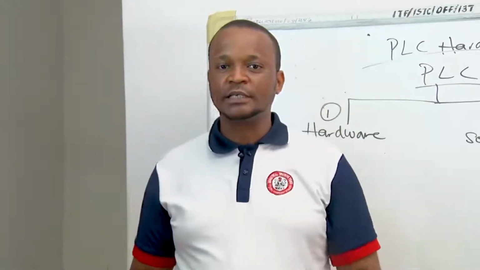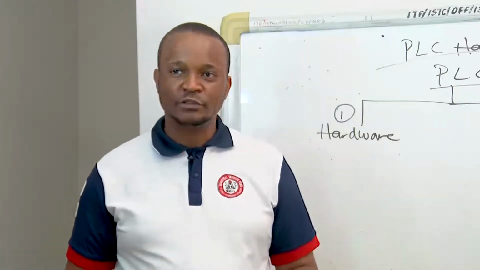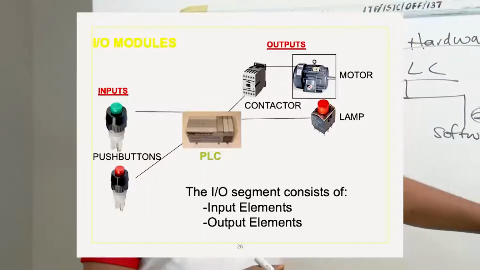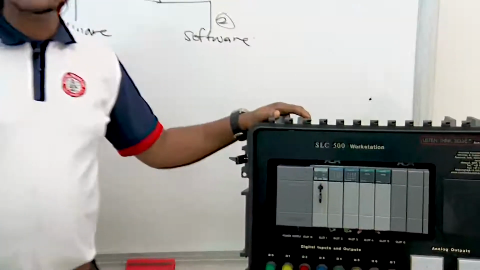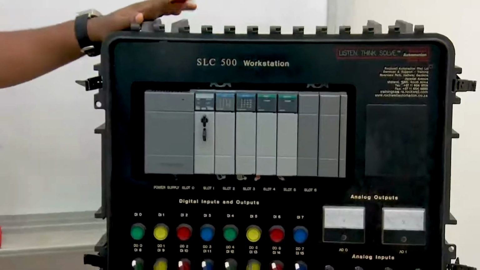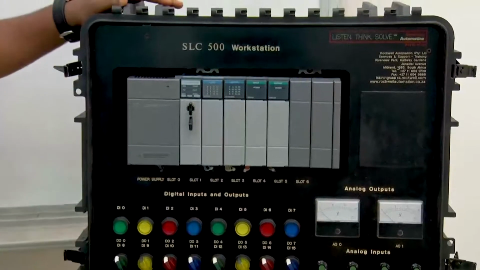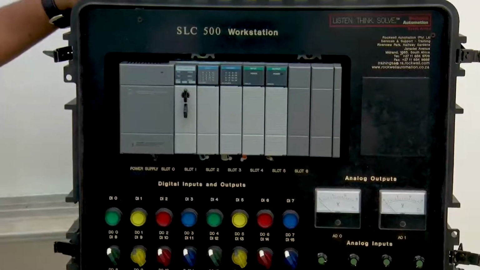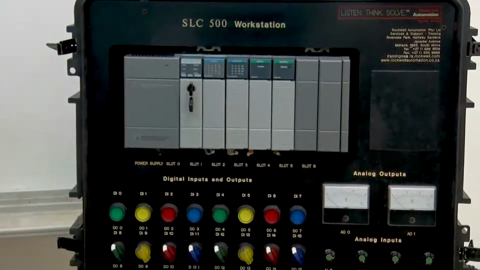I also said in the last lesson that we are going to be looking at the Allen Bradley PLC, the SLC 500. And today, I've brought the PLC. This is known as the Allen Bradley SLC 500 PLC. It will be helping us to study the hardware of the PLC. The PLC has basically common features, so what you see in this PLC, you can also find in other brands of PLCs.